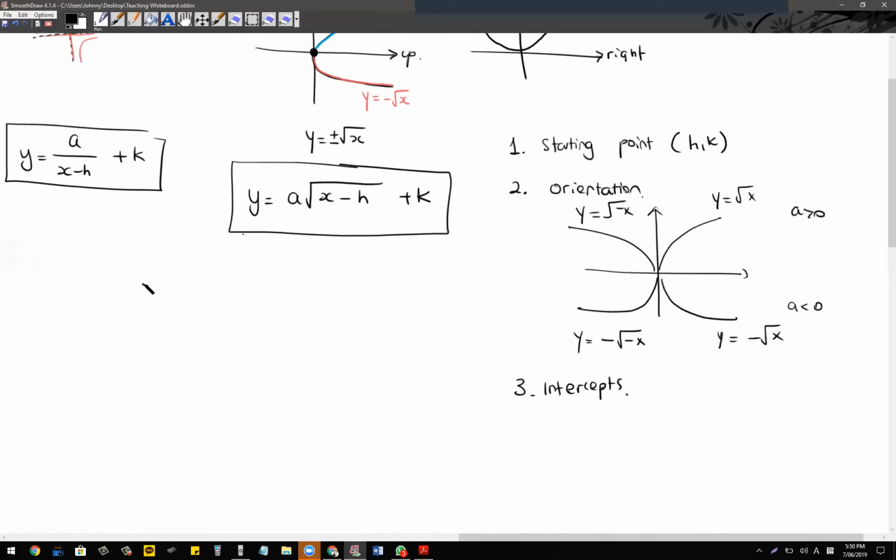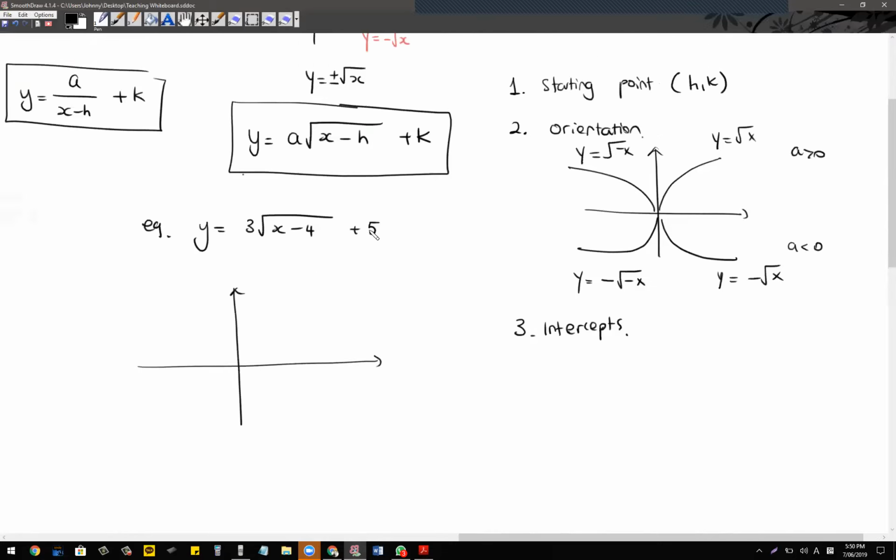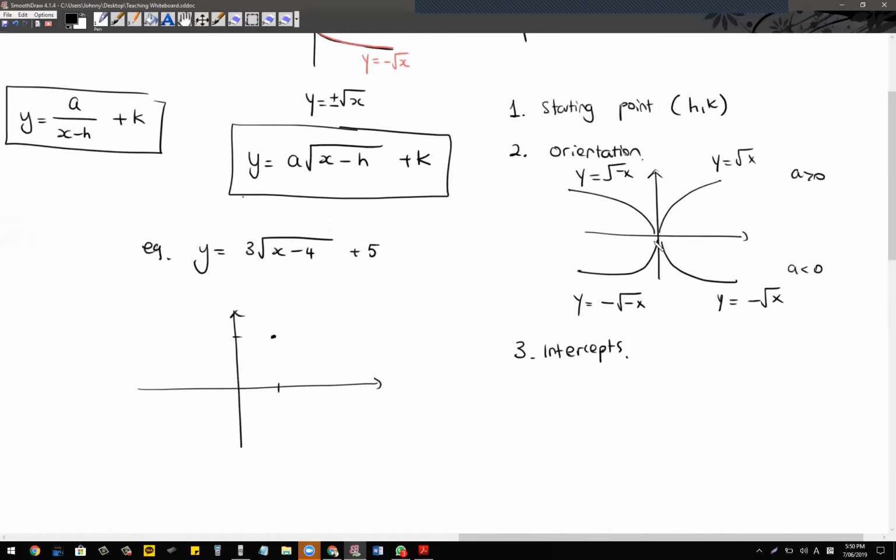Let's have a look at an example, e.g. y equals 3 root of x minus 4, plus 5. The starting point is (4, 5). That's the turning point. And then we need to think about the orientation. So do you think it's number 1 here, number 2 here, number 3 here, or number 4?